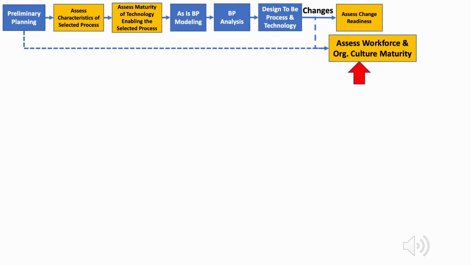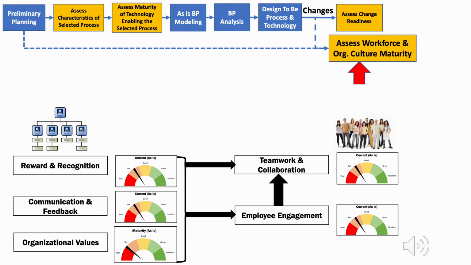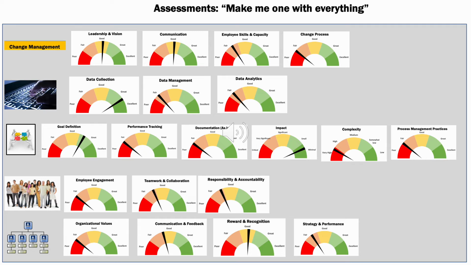WISE Toolbox includes tools to assess the maturity of the organization and the workforce. For the organization, the layers of the maturity model include organizational values, communication and feedback, and employee reward and recognition. The maturity of these elements have impact on the workforce, including employee engagement and teamwork and collaboration, which impact accountability and performance. Results from these assessment tools provide us with a comprehensive map of the organization's current and desired capabilities.